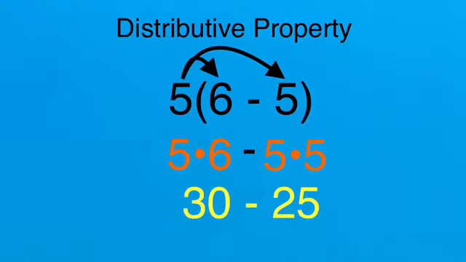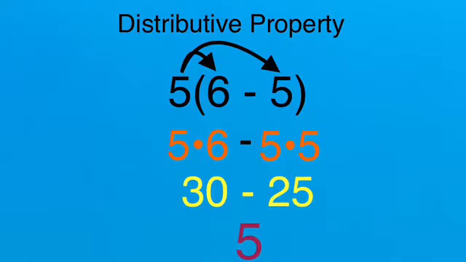To finish simplifying, I must follow the order of operations now. 5 times 6 is 30. 5 times 5 is 25. I have not yet used the operation inside the parentheses, so I bring that down with me and I use it to simplify in the final step. 30 minus 25 equals 5.